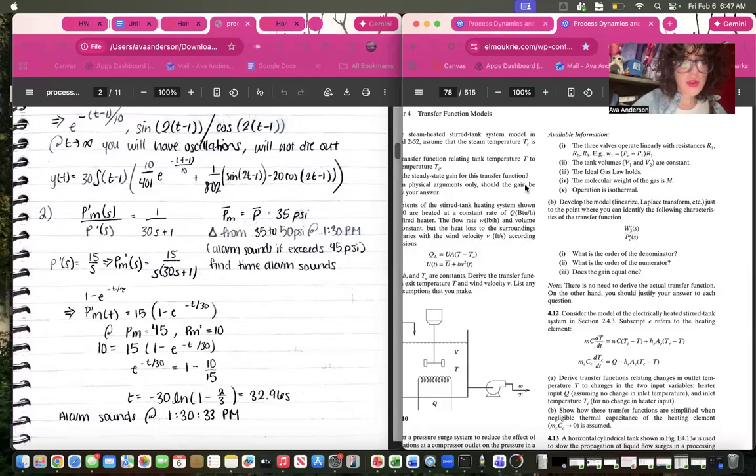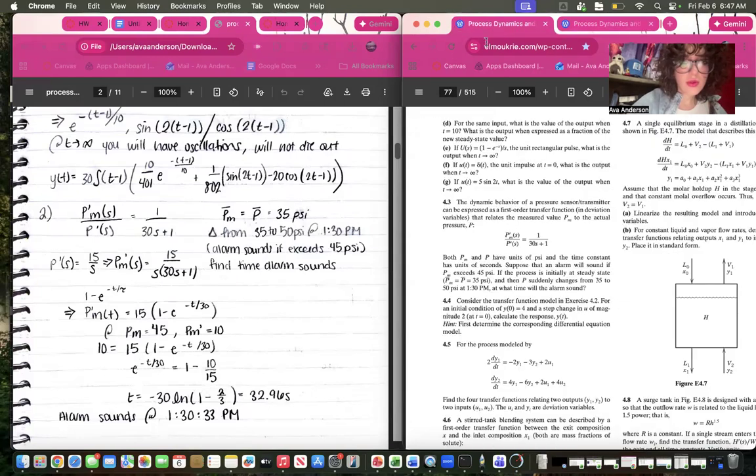Okay, two is probably the one that I understood the most. So what we're looking at is dynamic behavior of pressure sensors, and we're given a first order Laplace transformation, and we have to incorporate a step function because it's increasing pressure from 35 to 50 psi at 1:30 p.m. So we can put in our step function here, and then using the Laplace table, we can pull this guy off and put it in here.